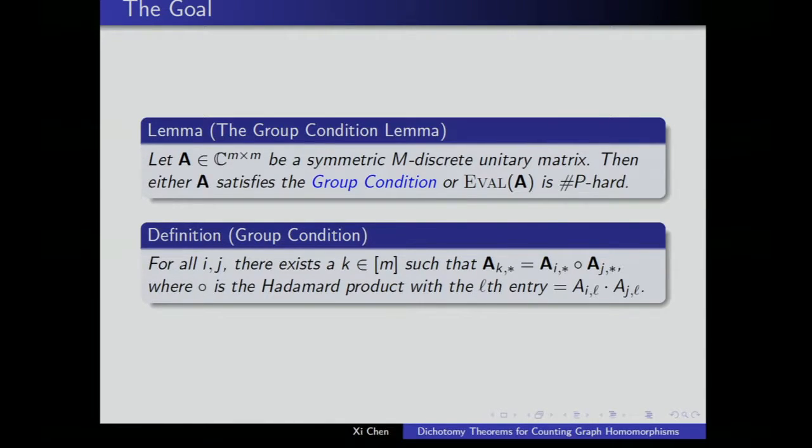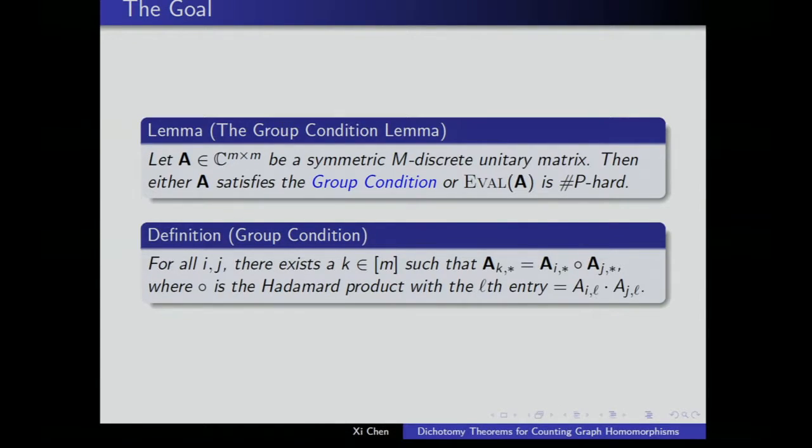And here is the group condition. It says that you can take basically any two rows of the matrix. Here, i and j could be the same. And take the Hadamard product, entry-wise multiplication of these two vectors. You get a new vector. And the condition says that this new vector should also be a row vector in this matrix.